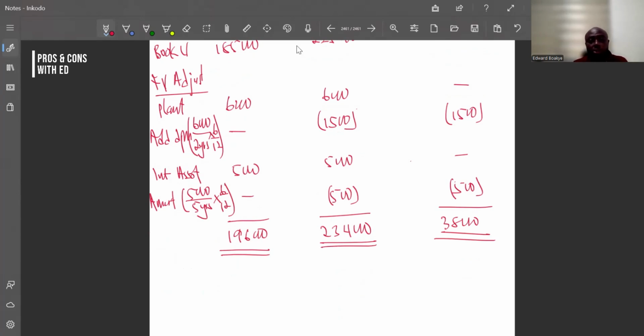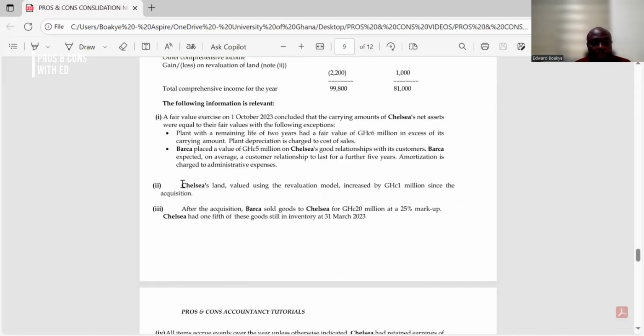Okay, so let's use that note to explain how the PUP, the provision for unrealized profit, will be calculated. After the acquisition, Barca sold goods to Chelsea for 20 million at a 25% markup. Chelsea had 1/5 of these goods still in inventory.